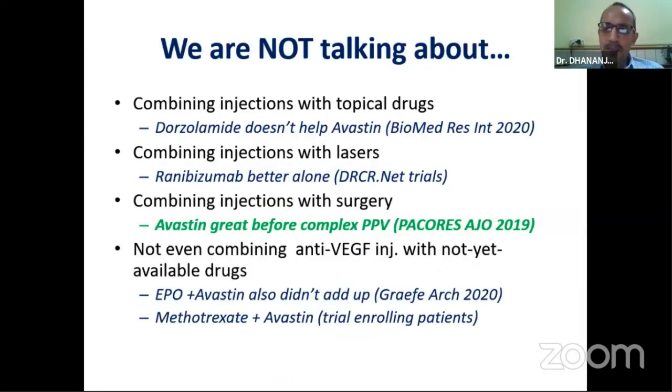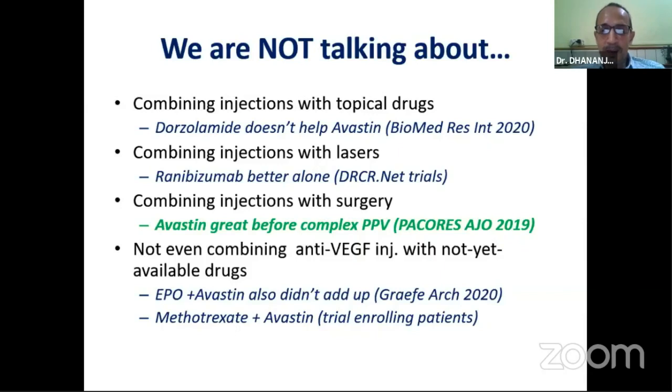So now there are so many things to add actually, as Mahesh himself pointed out. So I have to specify what exactly I can deal with in the coming 9 minutes. I'm not talking about combining injections with topical drugs, for example, dorzolamide, which may or may not help, but so far has not helped. Or combining injections with lasers, which reduce the number of treatments but don't improve the vision. Or for that matter, combining injections with surgery, which definitely improve the outcomes, but we're not discussing them here.